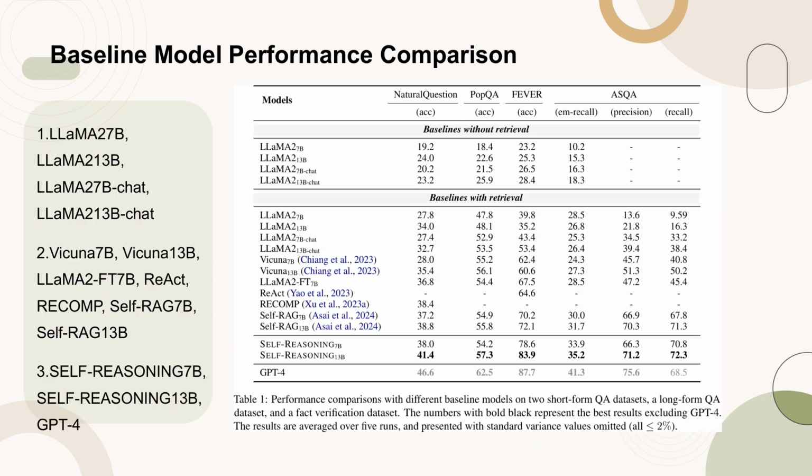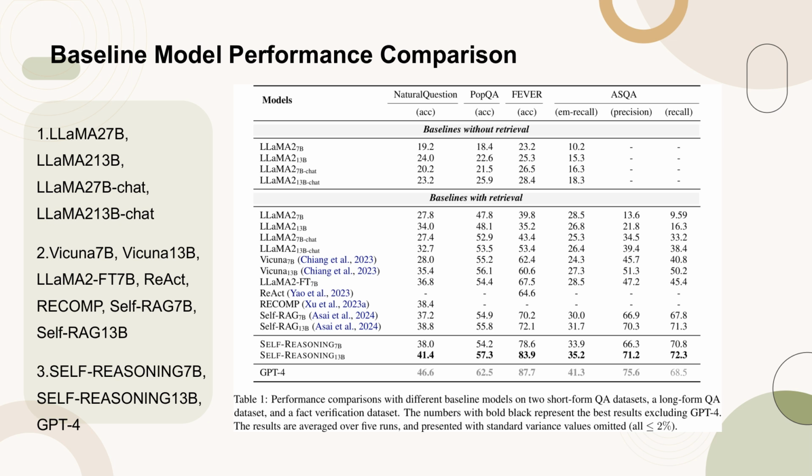Table 1 presents a comprehensive comparison of the performance of various baseline models across 2 short-form QA datasets, a long-form QA dataset, and a fact verification dataset. The models evaluated include Llama 2 7B, Llama 2 13B, Llama 2 7B Chat, Llama 2 13B Chat, Vicuna 7B, Vicuna 13B, Llama 2 FT 7B, ReAct, RECOMP, Self-RAG 7B, Self-RAG 13B, Self-Reasoning 7B, Self-Reasoning 13B, and GPT-4.